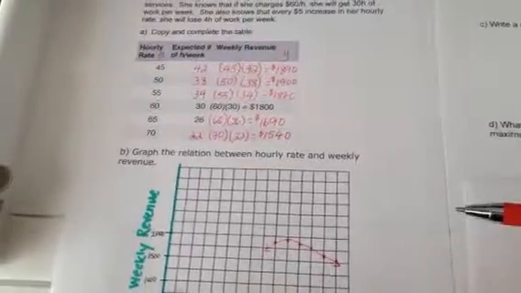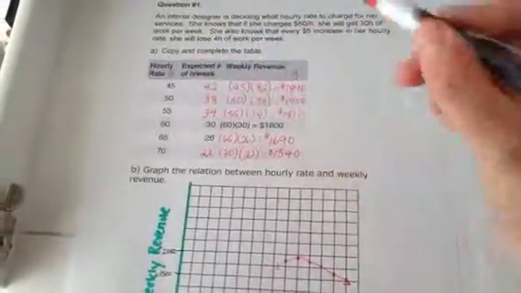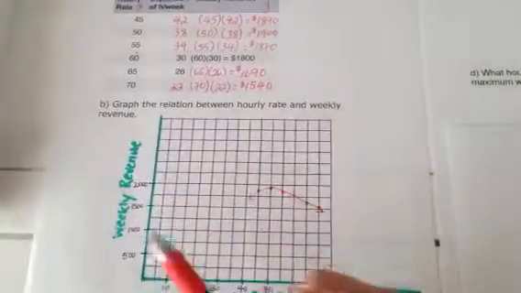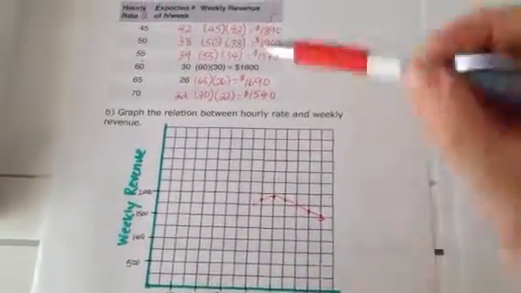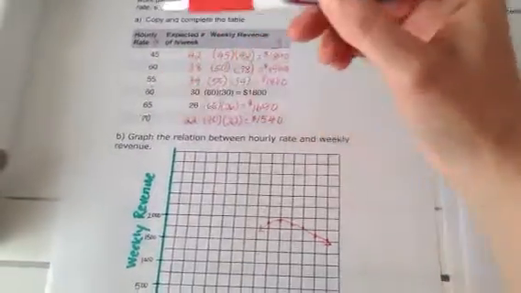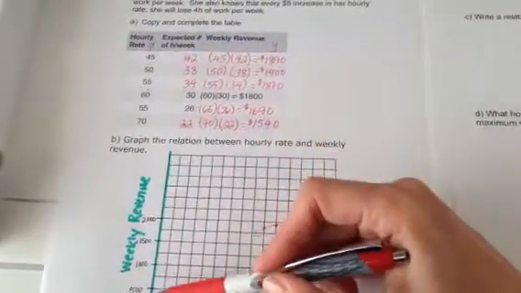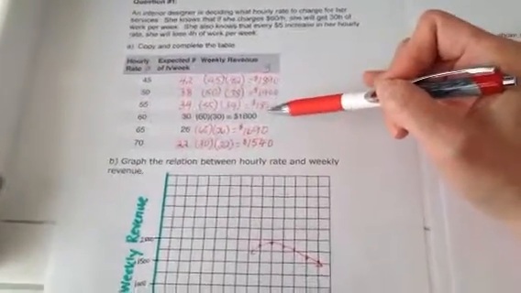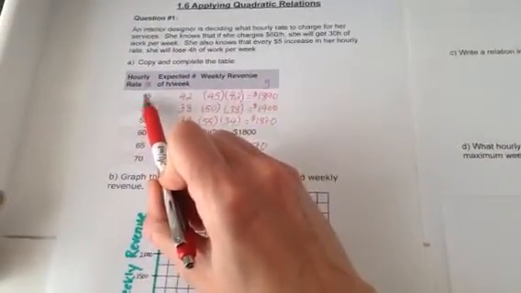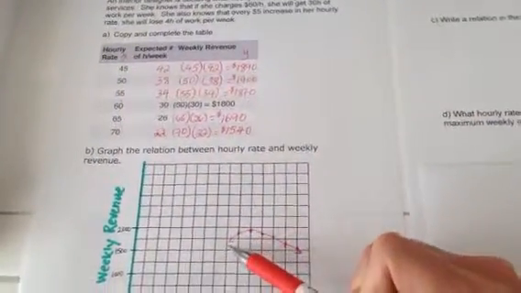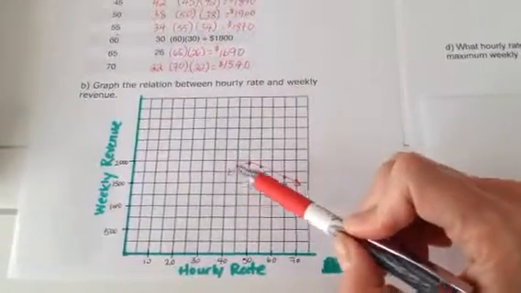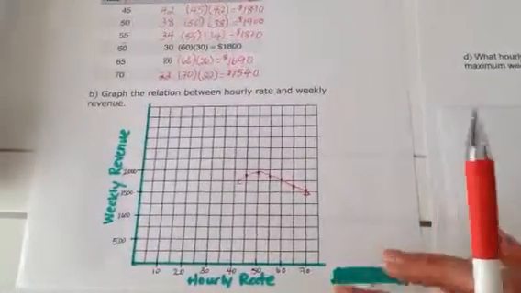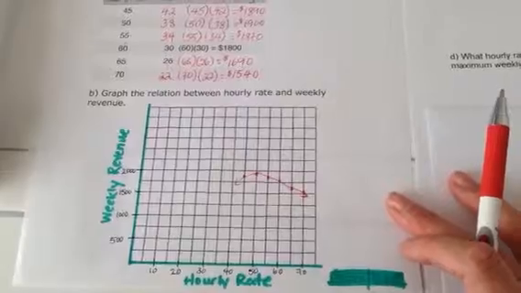From here you can plot your graph. So our graph, we want to graph the relation between hourly rate and weekly revenue. So our hourly rate will be on the bottom, that will be our X value here, and our Y will be our weekly revenue. So our Y value is our weekly revenue that we calculated. When you plot these points, the X and Y values on your graph, you will get a parabola-shaped graph that looks this way. Okay, so you can tell that it's a quadratic relation because of the shape of the graph. It's an upside down U.